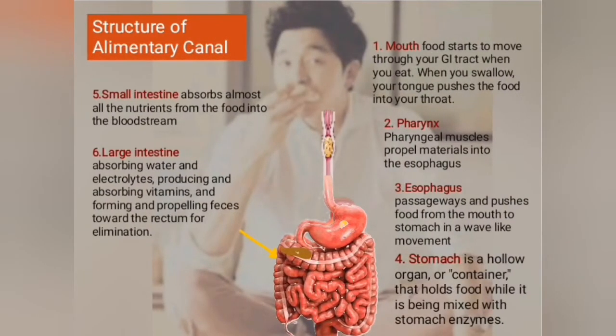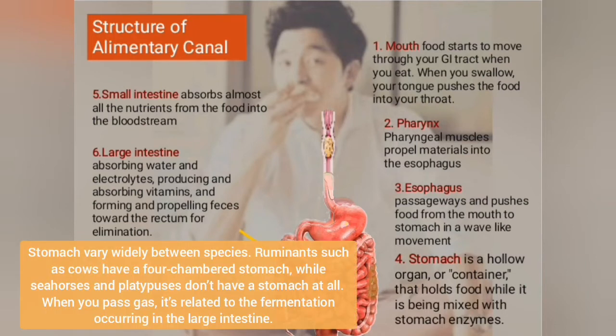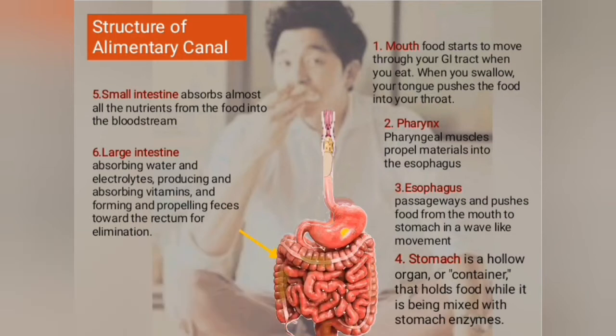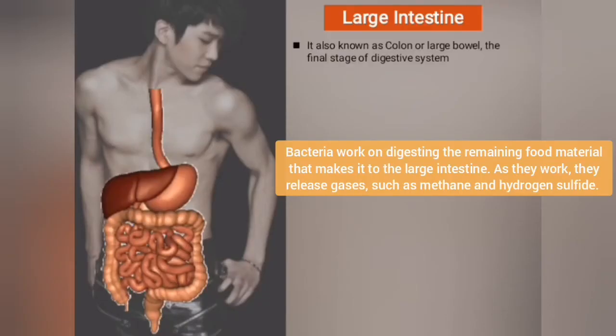The undigested food goes to the large intestine. The large intestine absorbs water and electrolytes. It produces and absorbs vitamins. It forms and propels feces towards the rectum for elimination. The large intestine, also known as the colon or large bowel, is the final stage of the digestive system.